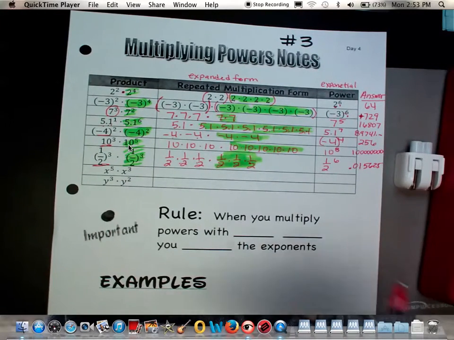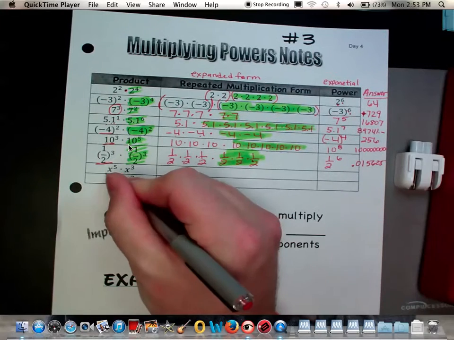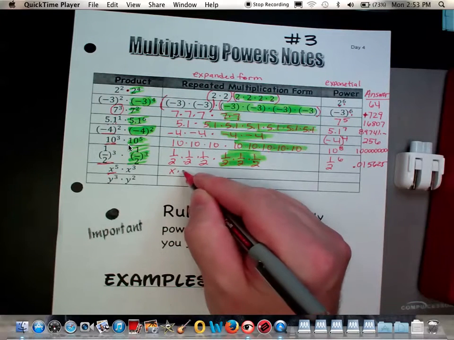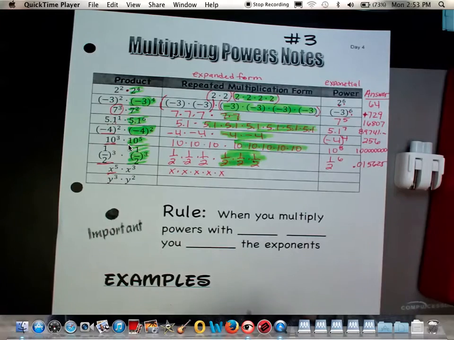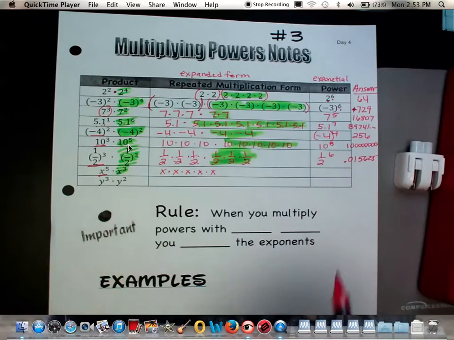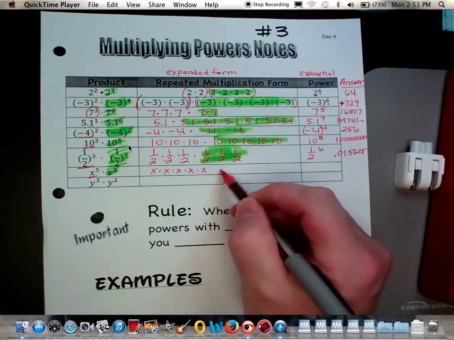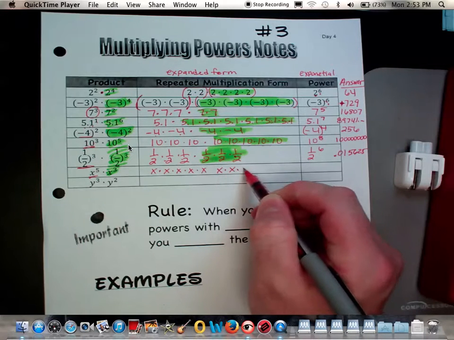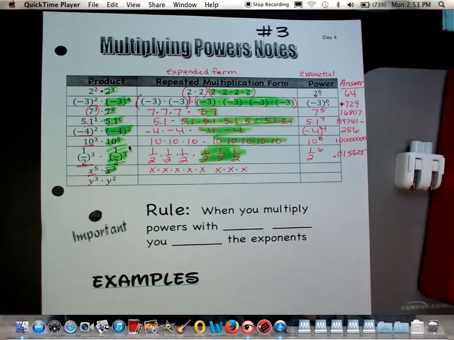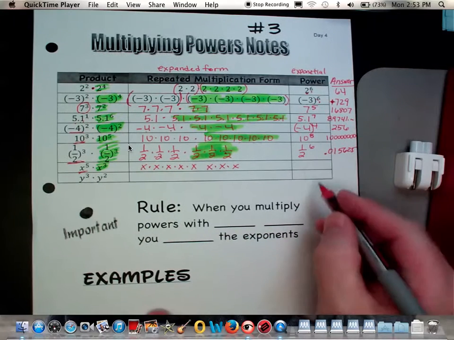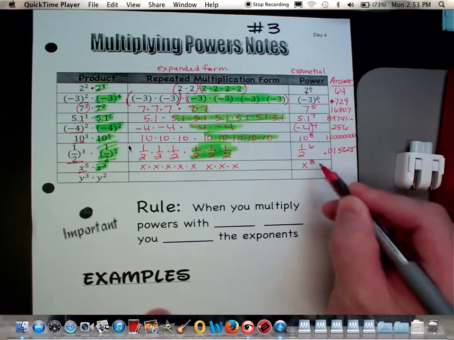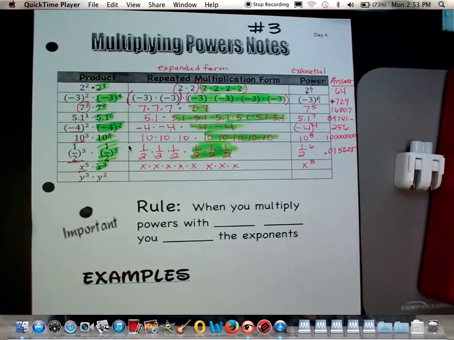Okay, so I've got x to the 5th power. That's just going to be x times x times x times x times x. I'm going to multiply it by x to the 3rd. Expand that out, 1, 2, 3. How many x's do I have now altogether? When I had 5 and now I've got 3, well, I've got x to the 8th power. We'll just leave it at that.